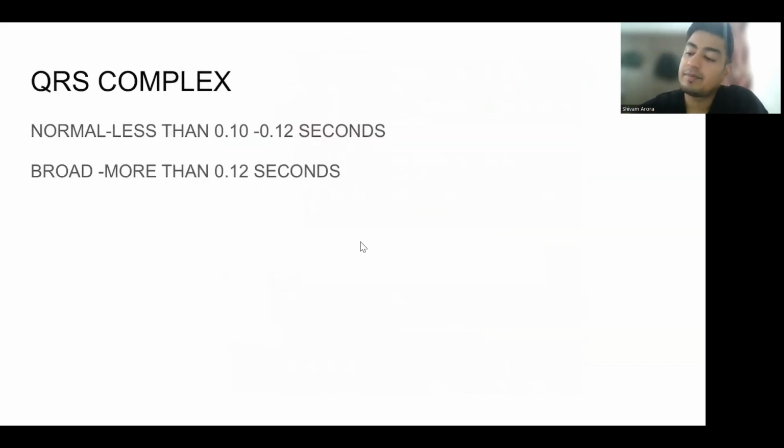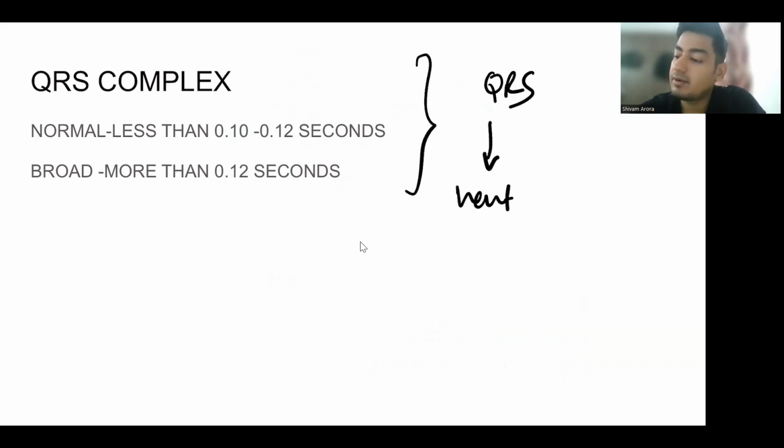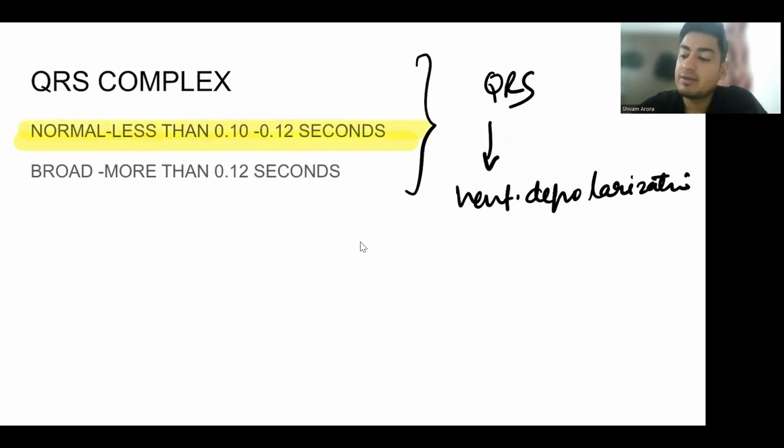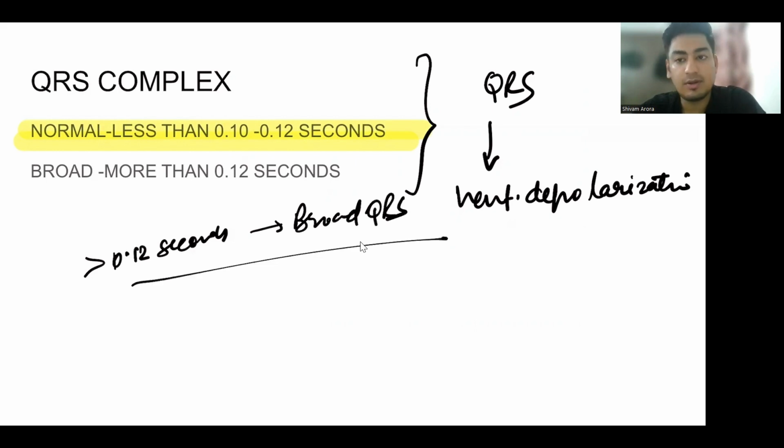Now the QRS complex. The QRS complex represents ventricular depolarization. The normal width of the QRS complex is 0.10 to 0.12 seconds. If it is more than 0.12 seconds, then we call it broad QRS. There are multiple causes of broad QRS, but the basic pathophysiology is that the conduction is not occurring through the normal Purkinje fibers or bundle branches, but through ventricular musculature.